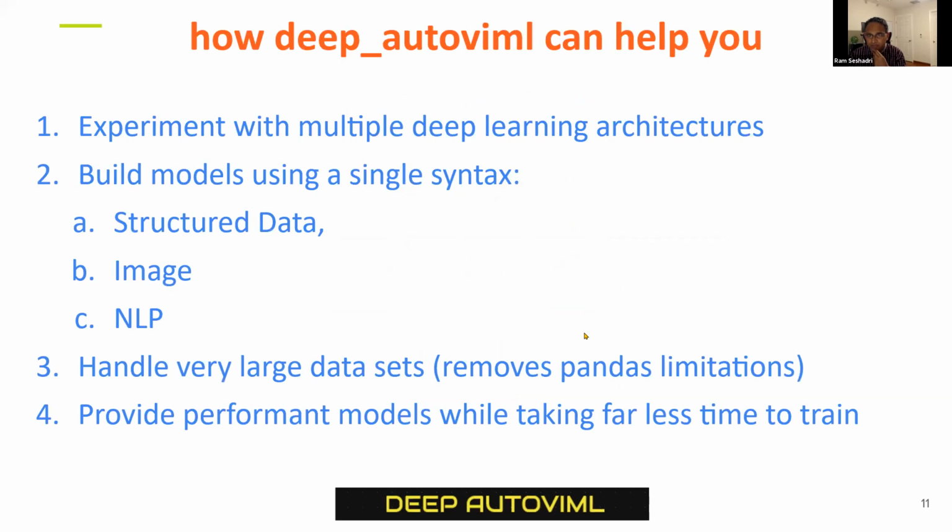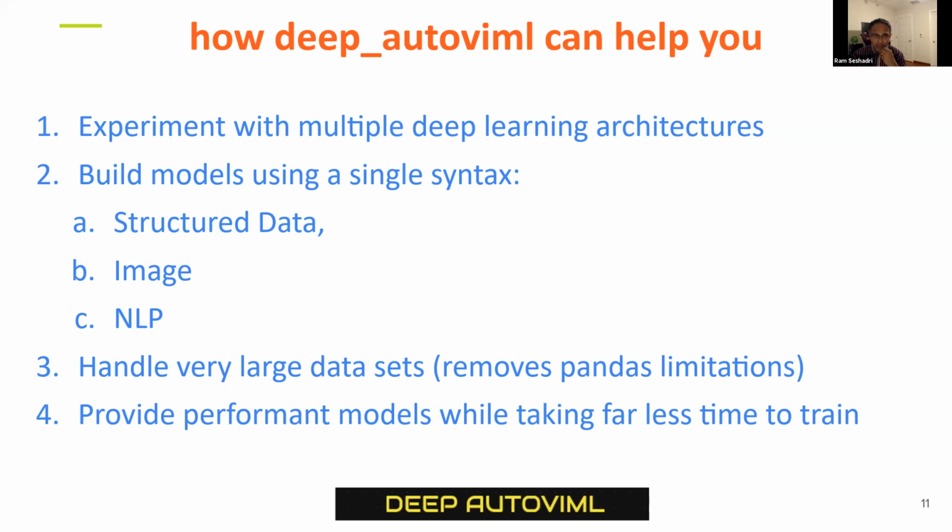How Deep AutoVML can help you is you can experiment with multiple deep learning architectures with just one option. I'll show you what that option is. You just need to keep giving multiple values to it, and you can try multiple architectures with one line of code. And the same line of code can be used to read structured data. The same syntax can be used to read images, and the same syntax will work on NLP. You just have to give it the name of the folder. It automatically will deal with this. And that's why I feel very passionately about making things very simple.